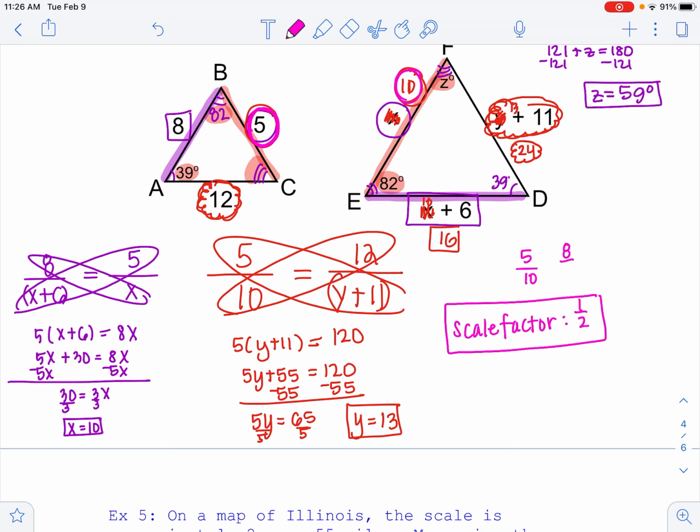Now what if I would have chosen the 8 instead? What would I have put 8 over? 8 goes over 16, still 1/2. What if I would have chosen this 12? 12 over 24, still would have gotten 1/2.